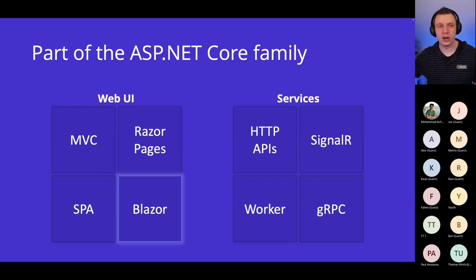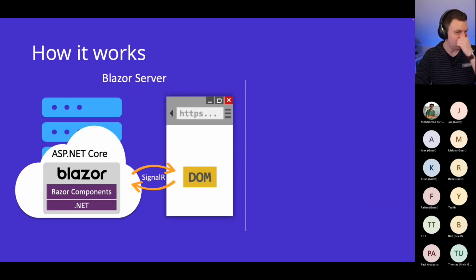And then on the other side we have basically all the services that don't really have a UI. So we have HTTP APIs, so all the web APIs and that kind of stuff. SignalR, which also plays a big role in Blazor. We have workers, gRPC, so all the cool stuff to connect the backend services together, right? So we now have a very, very complete set of web development tools here as well. Now let's see how it works.